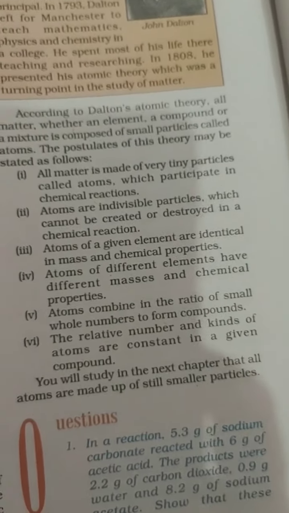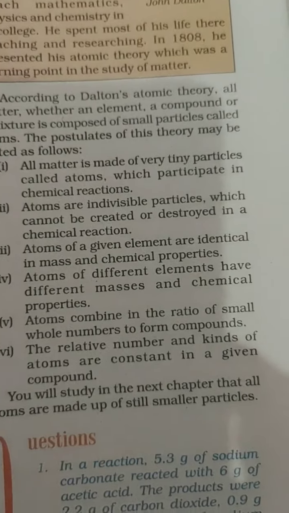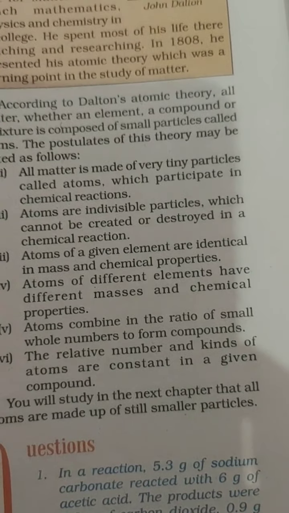So Dalton gave the postulates. Out of those, some postulates were right, but some were proved wrong. That's why the postulates which were proved wrong are called drawbacks.